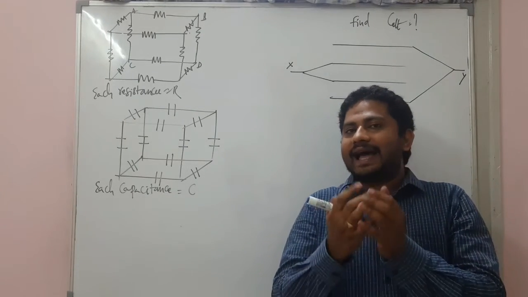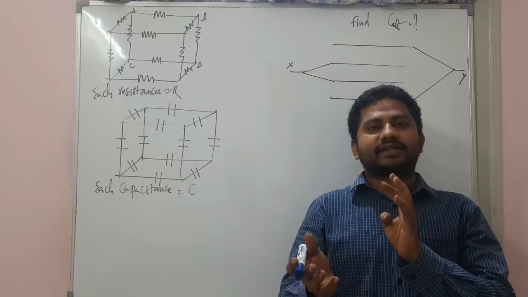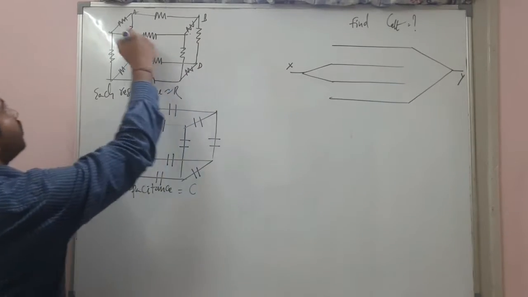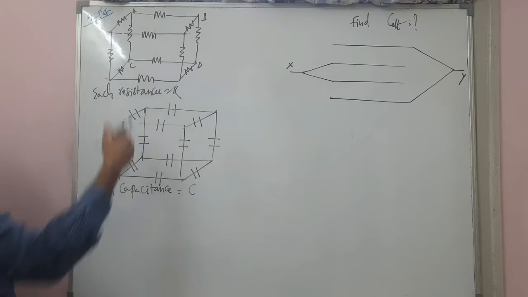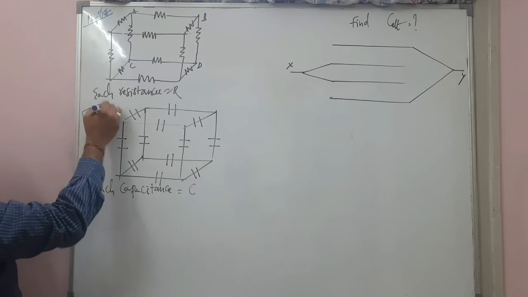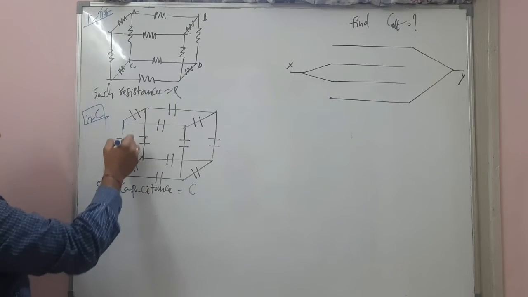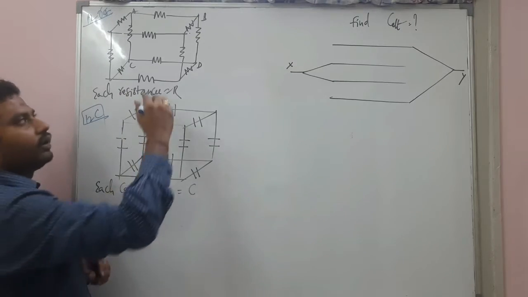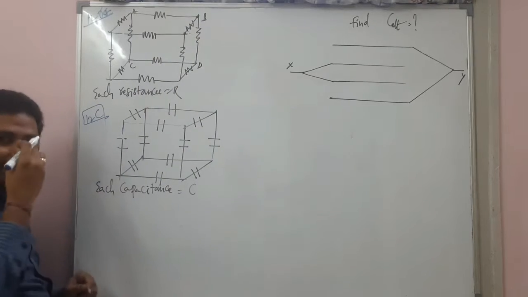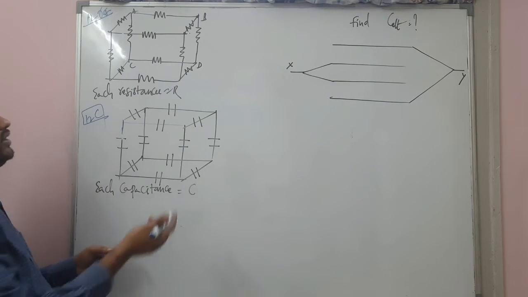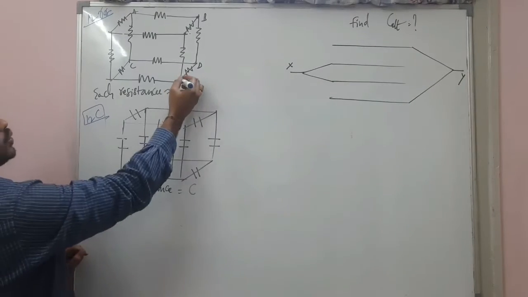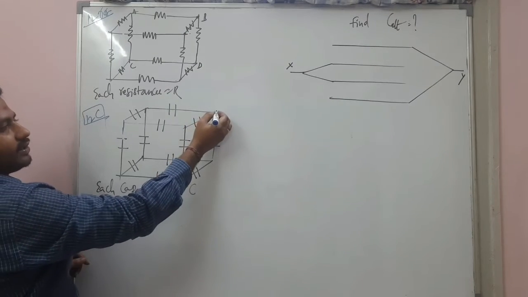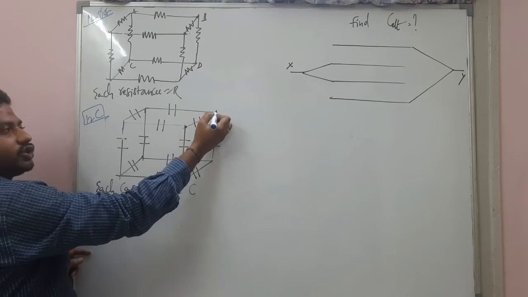Alright students, let's see the last three numericals on capacitors and resistors together, the concept. Okay, look here. There are 12 resistors connected in a cubical shape and 12 capacitors connected in a cubical shape. Right, like this. What is the effective resistance when the points are at adjacent sides? Any two adjacent points you can take. This one, or this one, this one, or this one. Here also the same. So what is the effective capacitance between these two adjacent points?